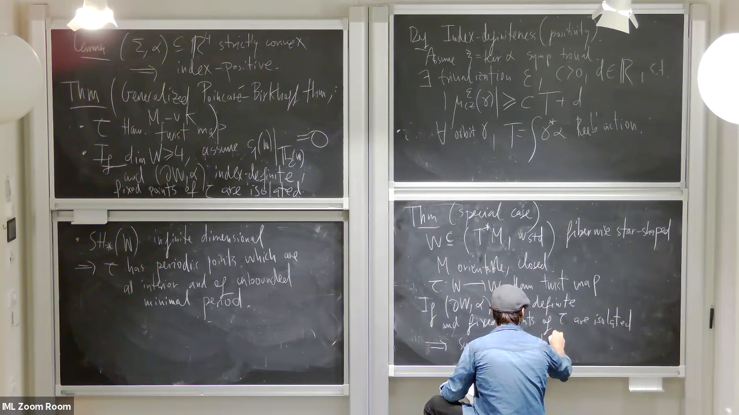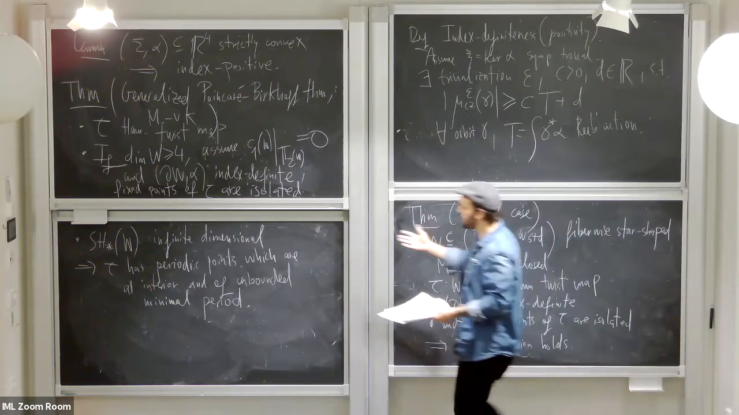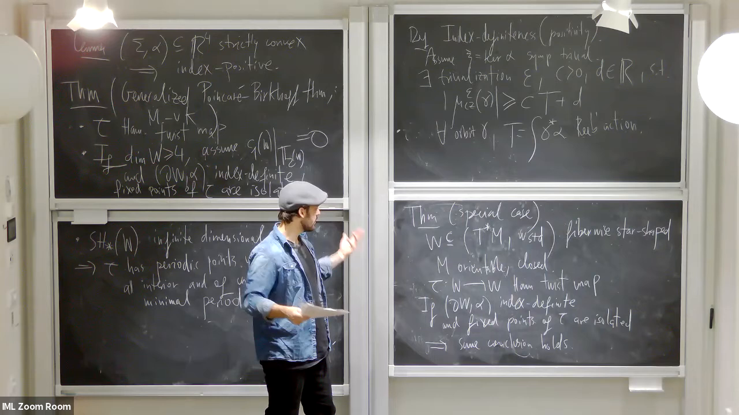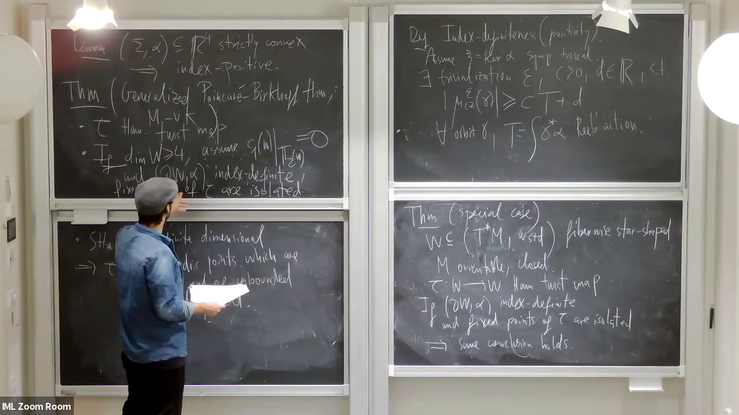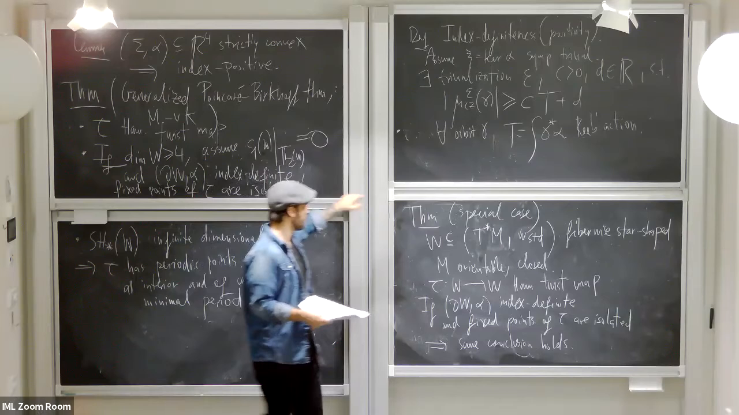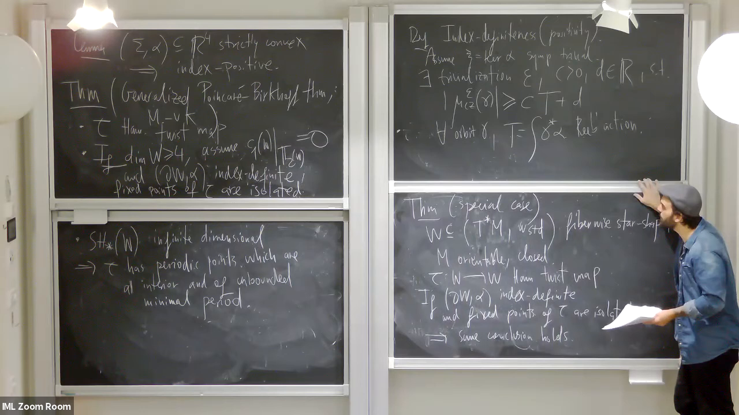Okay, so I'm using here that the symplectic homology of a fiberwise star-shaped domain in a cotangent bundle is infinite dimensional, and it follows from a theorem usually attributed to Viterbo. The symplectic homology of W is just the homology of the space of free loops on M, and c1 of W is automatically zero because I'm assuming that the base is oriented. So this is a special version. As I said, this is a vast generalization of the Poincaré-Birkhoff theorem.